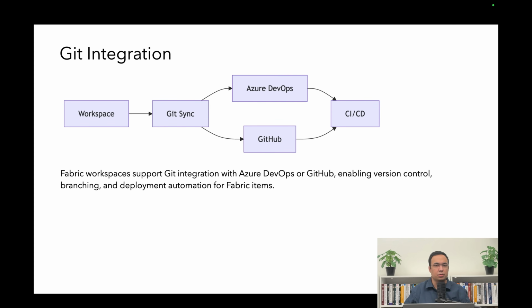Developers don't edit production code directly, they work in branches, review changes through pull requests, and deploy through controlled pipelines. Git integration brings these same practices to analytics development in Fabric. You can connect a workspace now to a Git repository. Once connected, Fabric items in that workspace can be committed to Git. Changes are tracked, and you can also see who made what changes and when. You can roll back if needed, and you can also collaborate with your team through standard Git workflows.